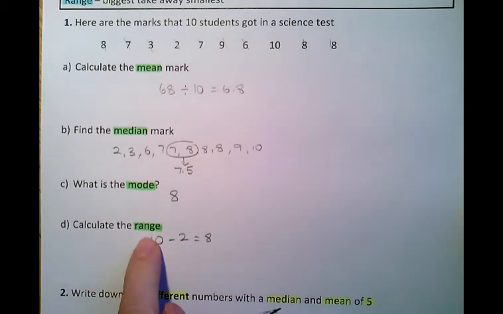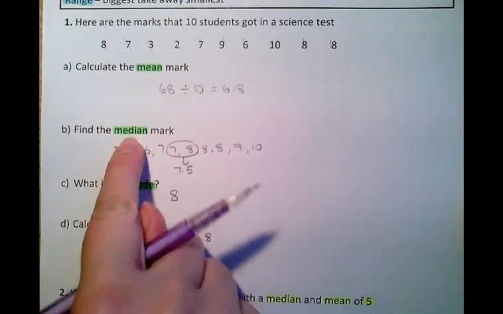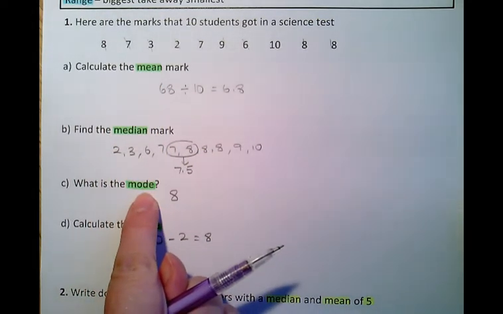So the range is just really how all the marks are spread out. So I would use this with your test results to see, was there a massive difference between the person who came first and the person who came last. Okay, these ones here are all types of averages.